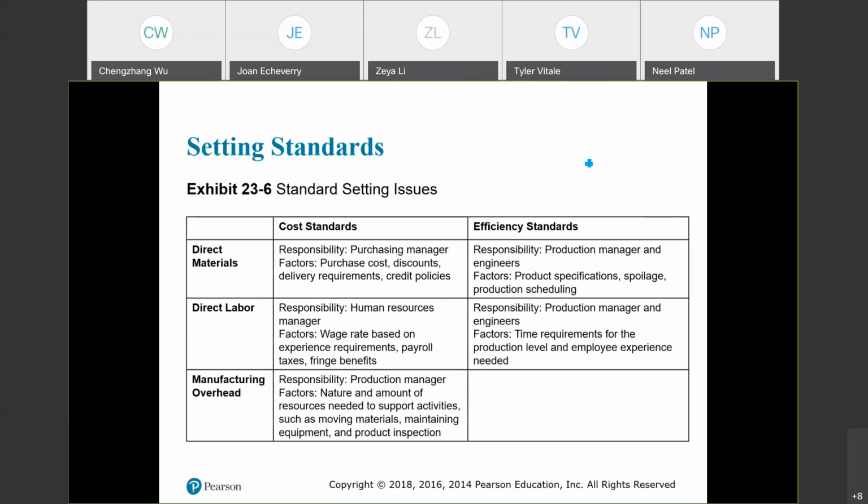Cost standards primarily mean the unit cost for direct material or direct labor or manufacturing overhead. And the efficiency standards, primarily regarding direct material and direct labor, mean how efficiently direct material or direct labor are used. In terms of direct materials, we could ask whether the workers on the production line waste the materials.